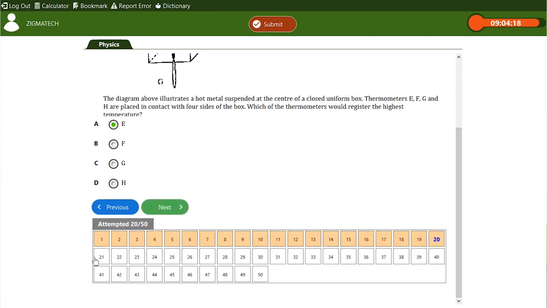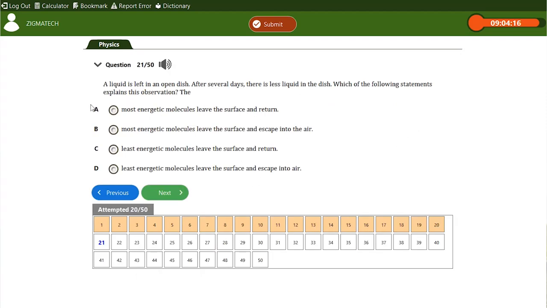Going to number 21. A liquid is left in an open dish. After several days, there is less liquid in the dish. Which of the following statements explains this observation? A. Most energetic molecules leave the surface and return. It cannot return. It can leave, but it cannot return. B. Most energetic molecules leave the surface and escape into the air. This is good. C. Least energetic molecules leave the surface and return. It cannot return. So option B is the best.